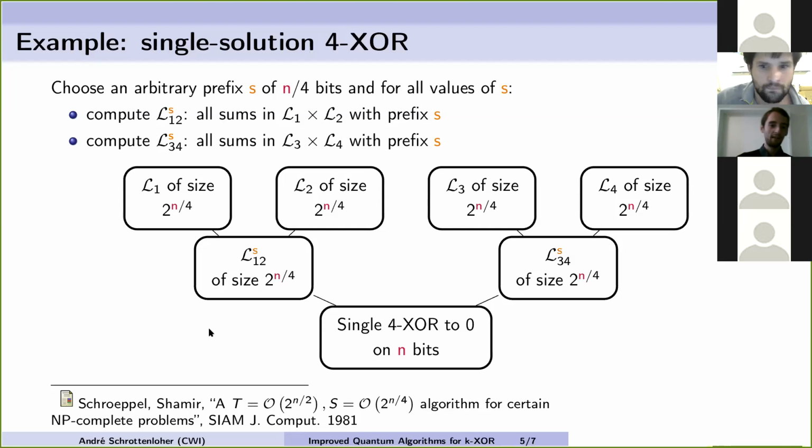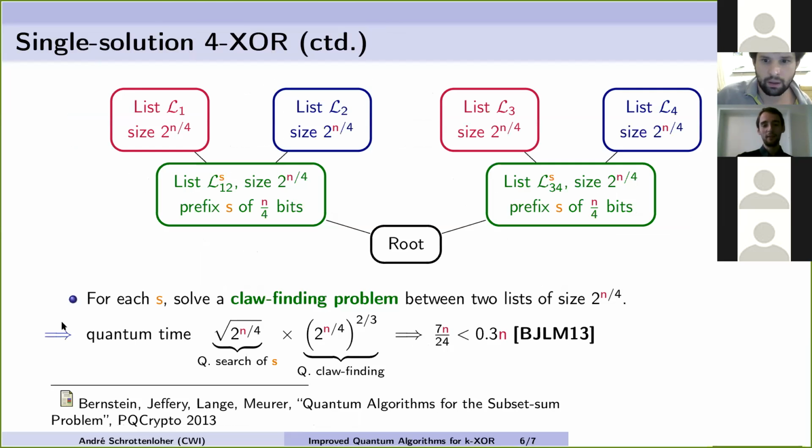Well, this is an algorithm that in total has 2 to the n over 2 time complexity, as expected, and 2 to the n over 4 memory complexity. This is Chose and Joux's algorithm. In the quantum setting now, things become a bit different. But this is still the same tree, which is basically the emphasis of this paper.